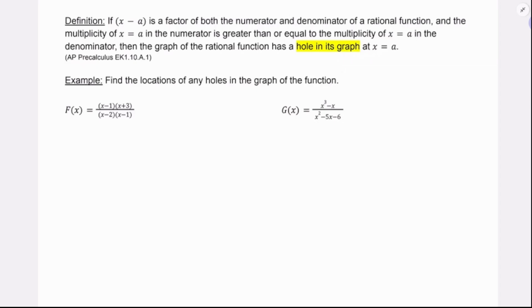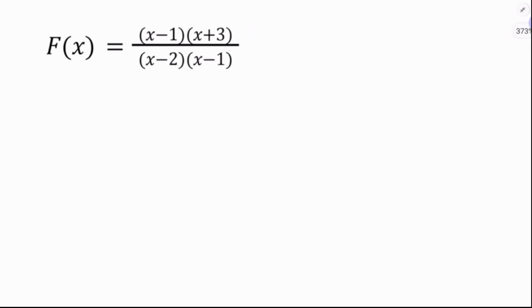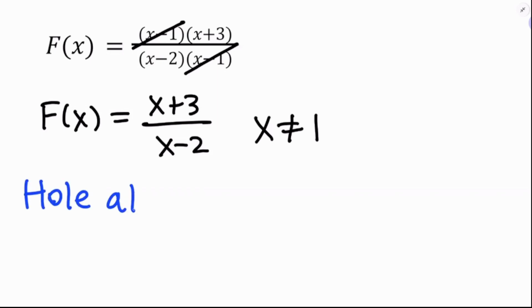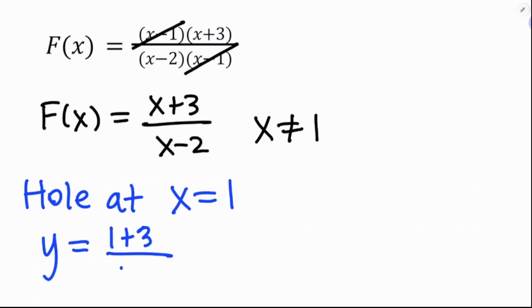Find the locations of any holes in the graph of the function. Gladly. What we're going to do is find the x-coordinate by seeing what I canceled off here. Right here I've got a factor of x minus 1 that's common to top and bottom. So f of x is equal to x plus 3 over x minus 2 as long as x is not equal to 1. That means the hole in the graph is at that excluded value, x equals 1, and y would be equal to, I'd plug 1 in everywhere I saw x in the simplified formula. So it would be 1 plus 3 divided by 1 minus 2, and that's 4 over negative 1, which is negative 4. So the hole is at 1 and negative 4.